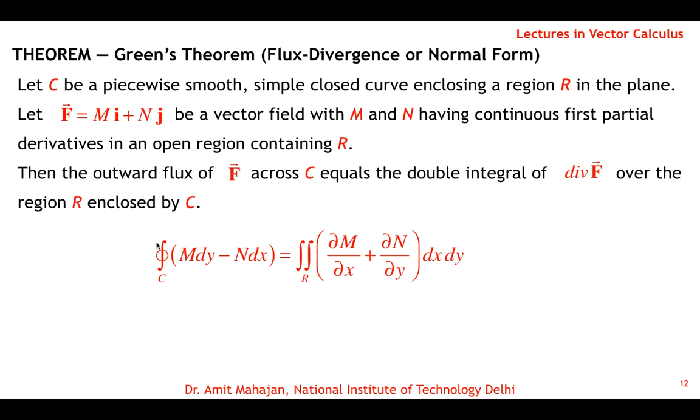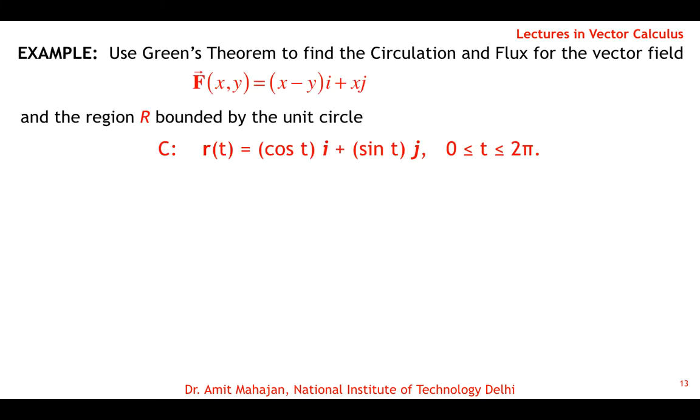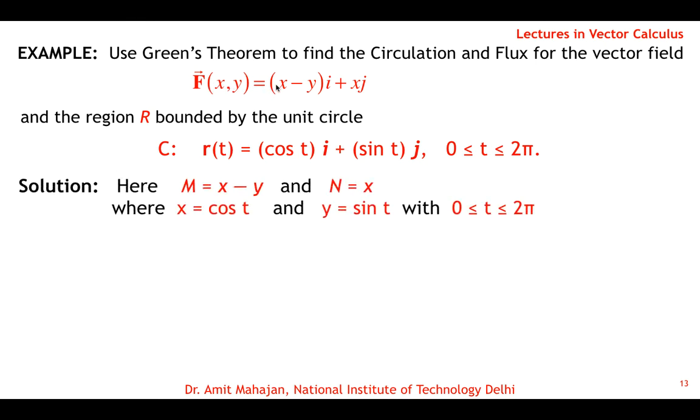He gives one example here: use Green's theorem to find the circulation and flux for the vector field F given by this, where the region R is bounded by the unit circle, where t varies from 0 to 2 pi to complete that circle. So we have to find both circulation and flux, so we have to use both theorems. Here the F vector is M i plus N j, so M is x minus y, N is x, and r(t) is x i plus y j, so x is cos t, y is sin t.